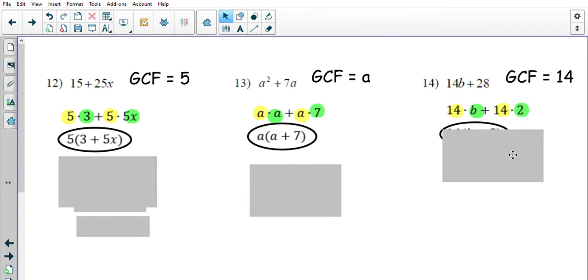So 14 goes outside the parentheses, b plus 2 is left inside the parentheses. You can double check it. 14 times b is 14b, 14 times 2 is 28.